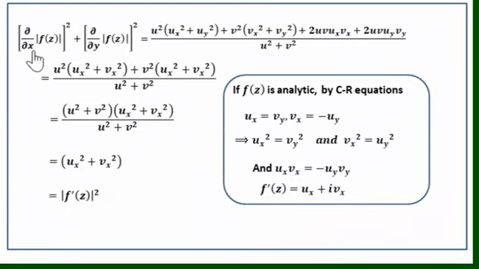So we are getting ∂/∂x of |f(z)|² plus ∂/∂y of |f(z)|² is equal to |f'(z)|². That completes the solution of the problem.